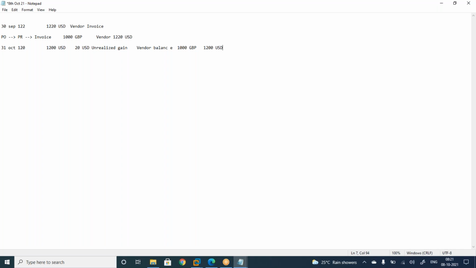So in foreign currency valuation, why do you need to worry about the vendor invoice again? Because it's only the net effect of gain or loss. In the vendor balance, if I verify, it will show 1000 GBP is 1000 GBP, but it will show 1200 US dollars. Agree with me or not first? Any confusion here?